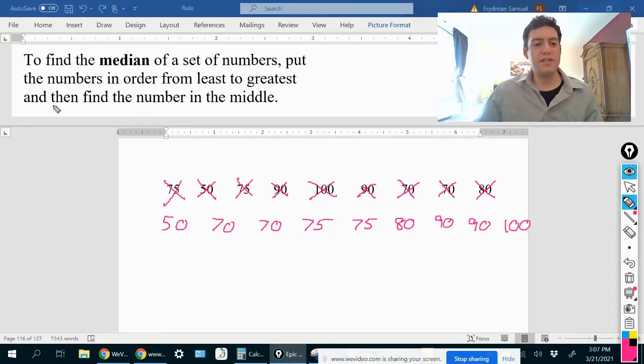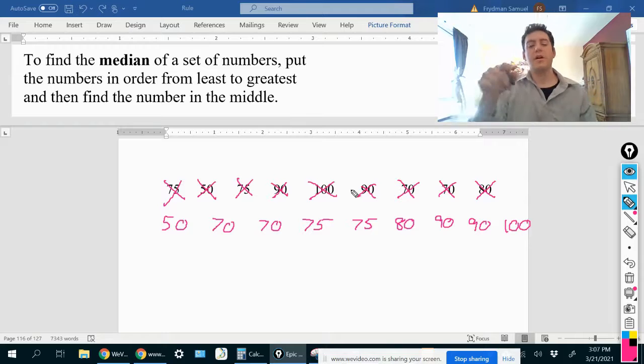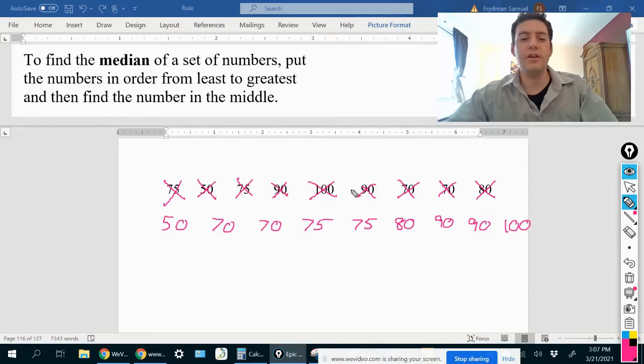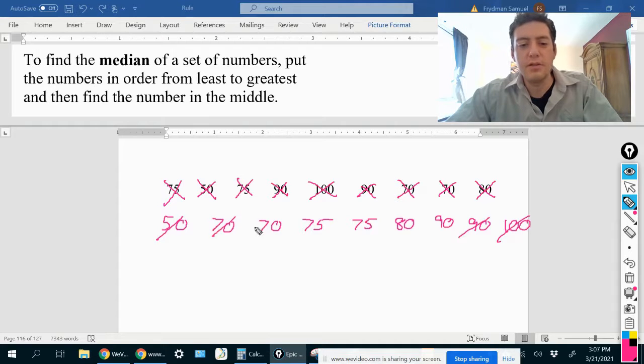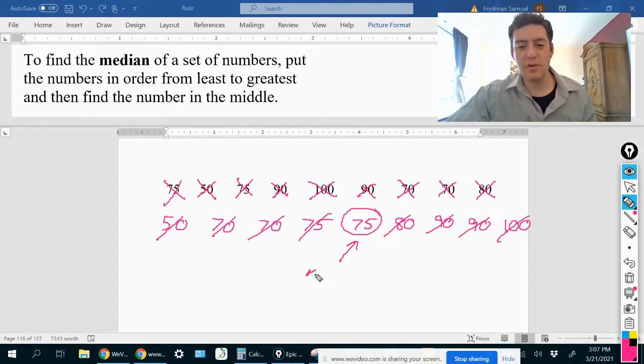Okay, now the next step is to simply find the number in the middle. So to find the number in the middle, what I like to do is I like to cross them off left, right, left, right, left, right, okay? So left, right, left, right, left, right, left, right, and here is the number in the middle. So our median, that's it, that's our median, it is 75.